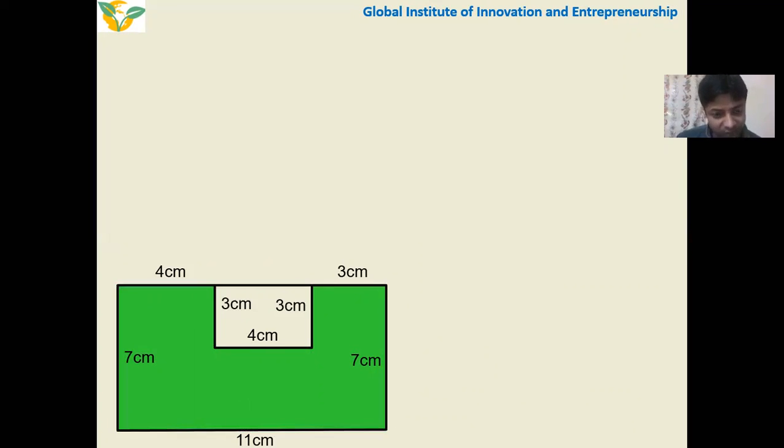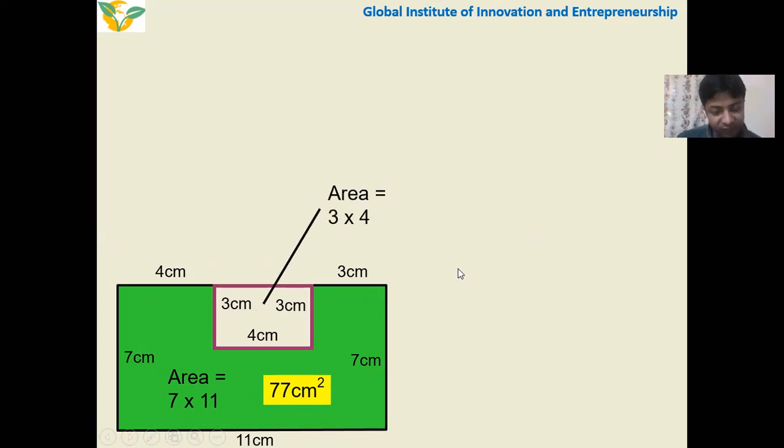You have drawn this line. Now you know the area of this whole figure, the whole structure. What is the area? Area will be 7 into 11, which is 77 centimeters square. You know the area of this rectangle, which is white. What is the area? Area will be 3 into 4, 12 centimeters square. And if you subtract 77 minus 12, you will get the area of your structure.